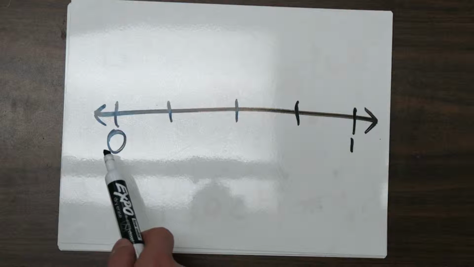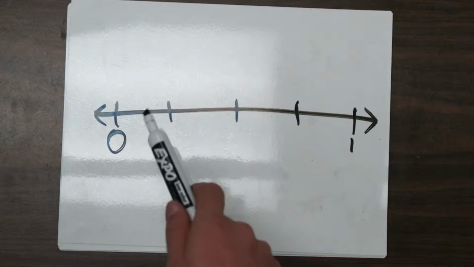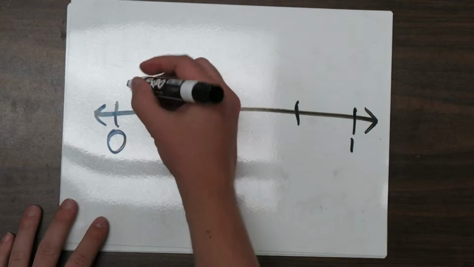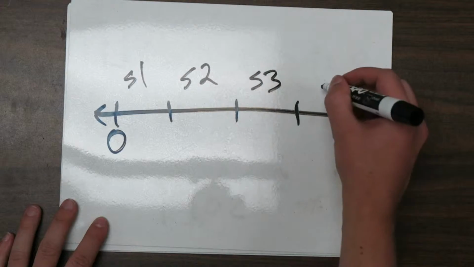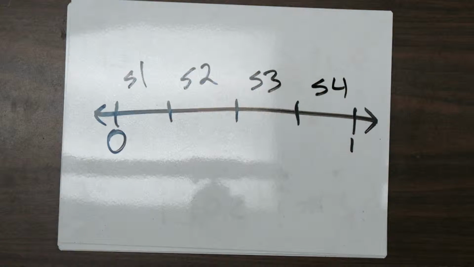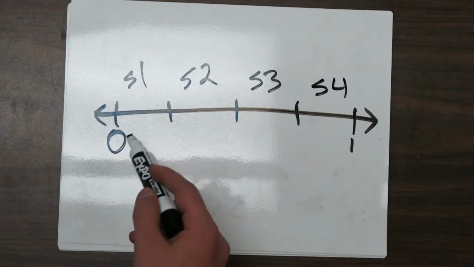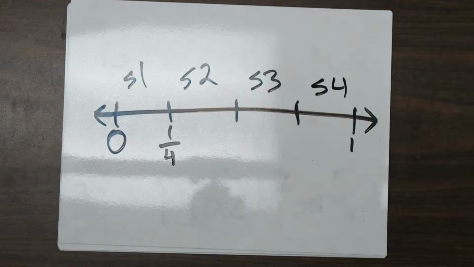So again, we have 0 to 1 on a number line, but this time I've broken it up into 1, 2, 3, 4 sections. Okay, so I'm going to label them section 1, section 2, section 3, and section 4. That means I've broken this number line up into fourths. So when I'm right here at this line, I have 1 out of those 4 sections. I can write that fraction as 1/4.